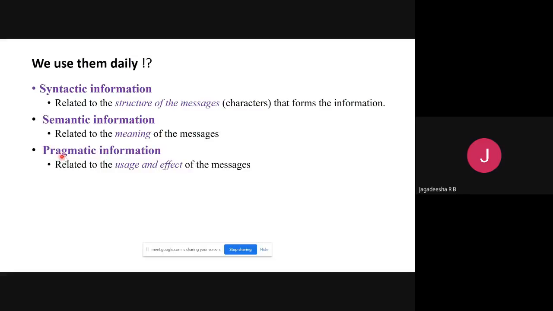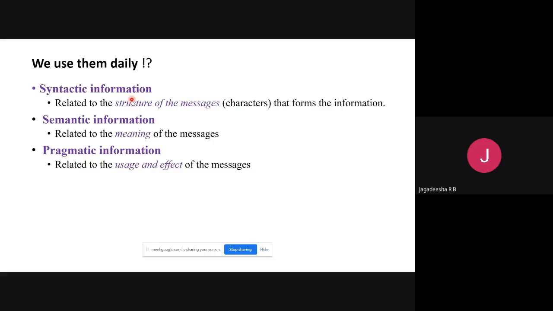Thirdly is the pragmatic information. Here, this is mainly based on the usage and effect of the message. We have examples of these categorizations coming next, where you will be able to understand this more clearly. But regarding the pragmatic information, the usage of the words and the effect of this information or these words on the listener or the receiver is more important.